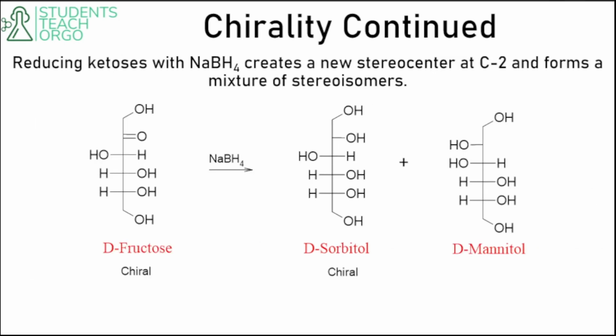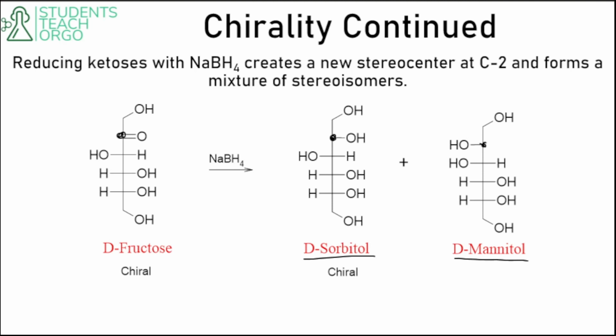Okay, so what about ketoses? So yeah, we can apply NaBH4 on ketoses, and we make this new stereocenter at the carbonyl carbon. So this is the carbonyl carbon, so we can make a new stereocenter where we have the OH on the right or the OH on the left. So here we make D-sorbitol, and here we make D-mannitol, as you can see.